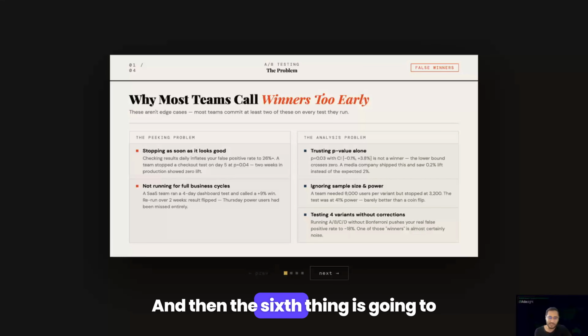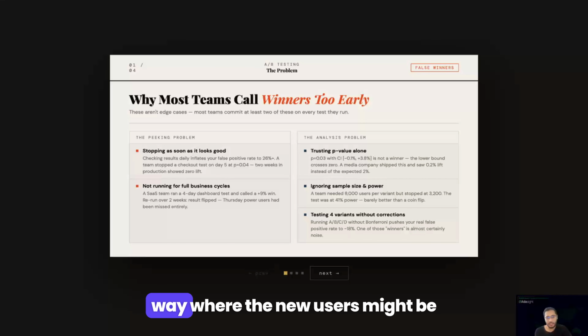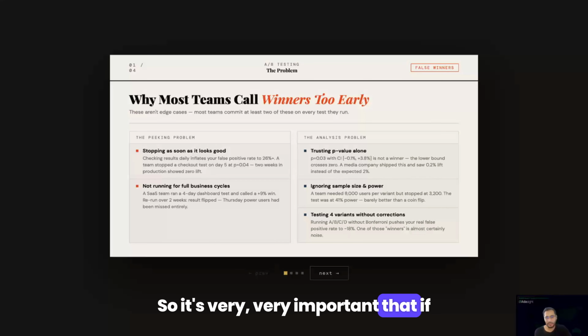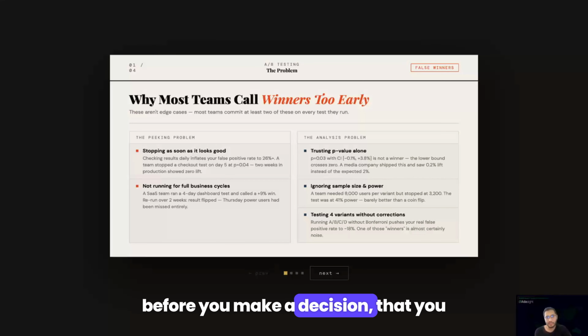And then the sixth thing is going to be if you have verified that all of your segments are behaving consistently or not. A lot of the times you will see your variant in a way where the new users might be behaving in a certain manner and your old users might be behaving in a totally opposite manner. So it's very, very important that before you evaluate your results, before you make a decision, you verify whether all of your segments are performing consistently or not.